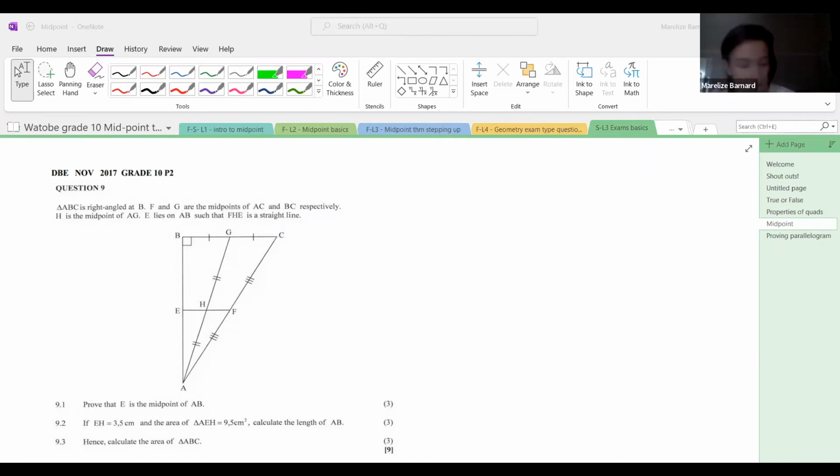And remember, we always start by just looking at what's given and going on a fact-finding mission. What can we tell? Okay, so it says that ABC is right-angled. I'm going to put that in pink. That's important. That is right-angled. F and G are the midpoints of AC and BC respectively.